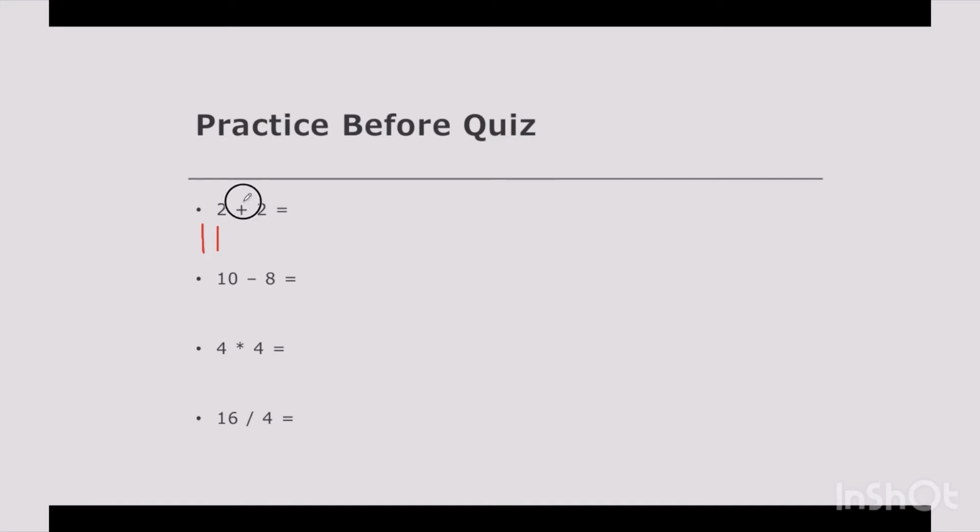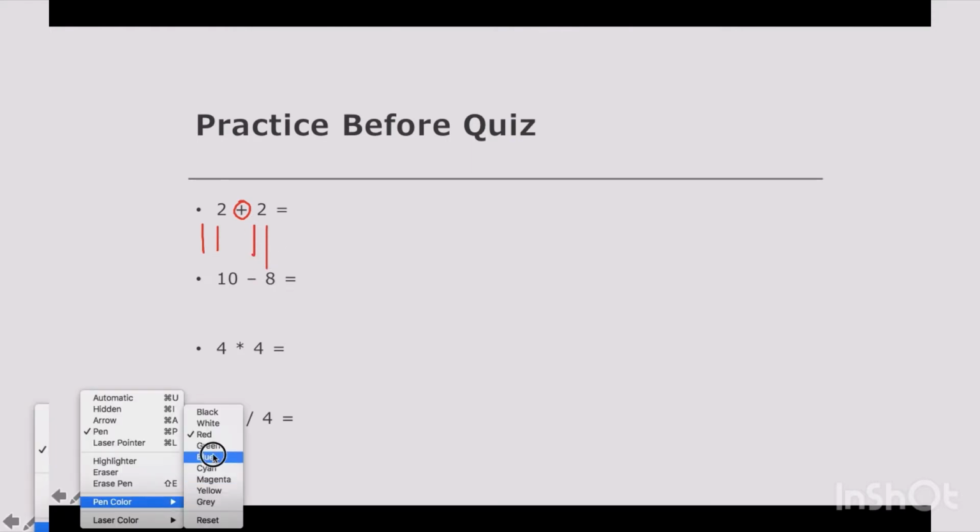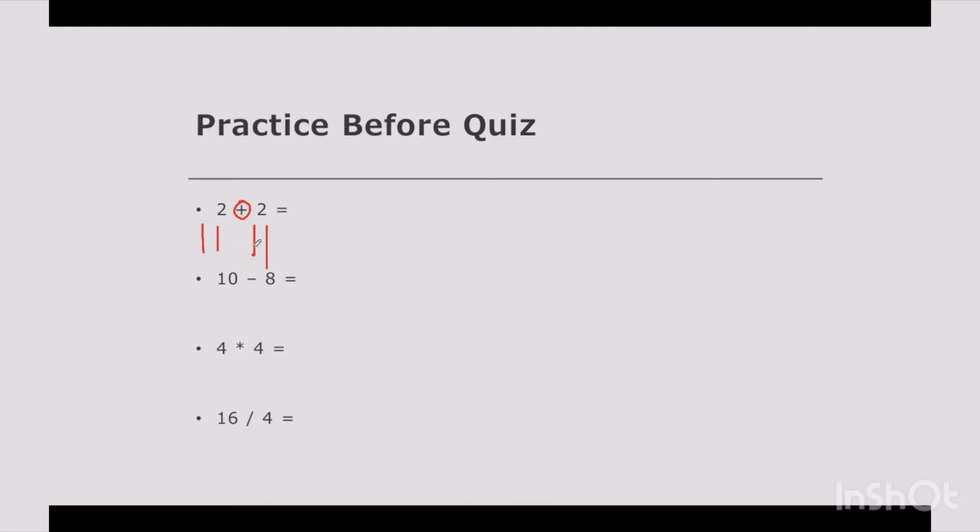Now this little plus sign means add together the number after the plus sign. This means we must add 2 more sticks. Let me check my calculations: 1, 2, 3, and 4. That's the answer, a total of 4 sticks. So 2 plus 2 equals 4. Hope you can understand that.